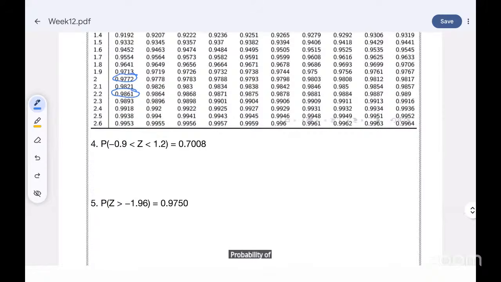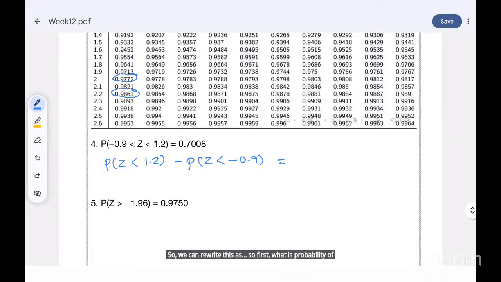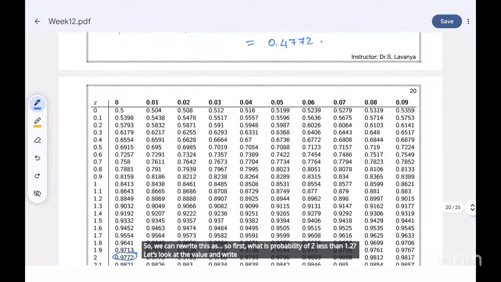Probability of minus 0.9 less than z less than 1.2. So this can be rewritten as probability of z less than 1.2 minus probability of z less than minus 0.9. But remember, probability of z less than minus 0.9 can be rewritten as 1 minus probability of z less than 0.9. So first, what is probability of z less than 1.2? Let's look at the value and write it down.